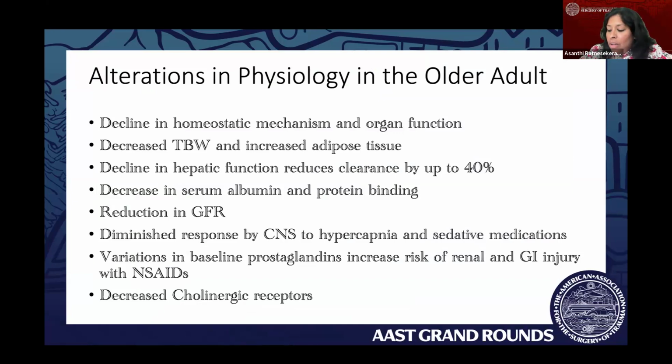So we talked about physical alterations. Now we should talk about physiologic alterations that can occur in older adults. There's a decline in their homeostatic mechanisms and organ functions. There's a decrease in total body water and increased adipose tissue. Their hepatic function declines, which can reduce hepatic clearance by up to 40%. If they're really protein calorie malnourished, you could have a decrease in serum albumin and in the protein binding capacity of drugs. You could have a reduction in renal clearance.